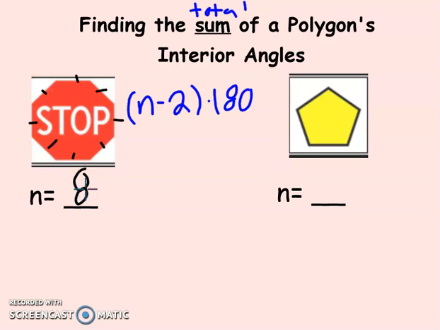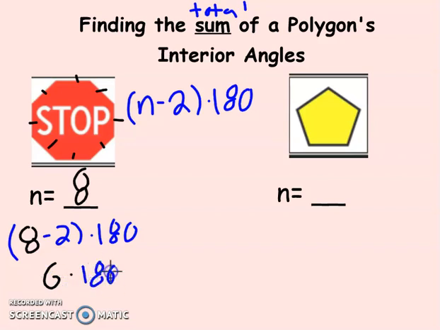So we're going to use that formula, and it's going to be 8 minus 2 times 180. And we can simplify down. 8 minus 2 is going to give us 6. So 6 times 180. You can whip out those calculators, and you do 6 times 180, and we get 1,080. So 1,080 degrees. That's how much the total sum of all these angles is going to be.